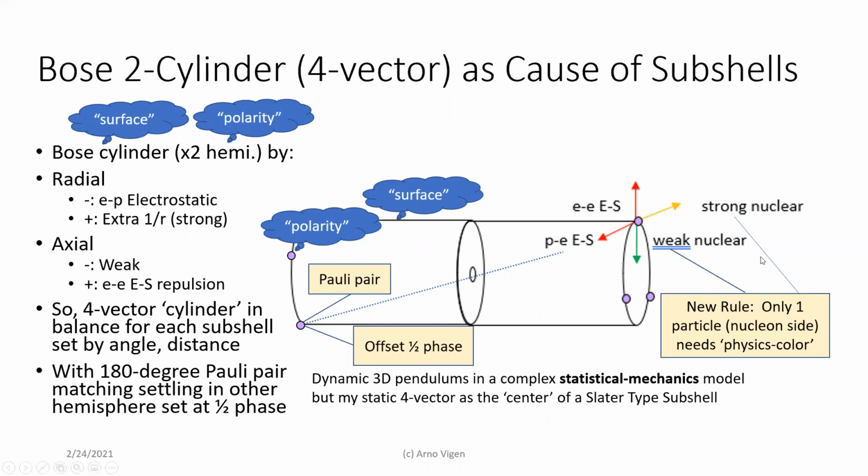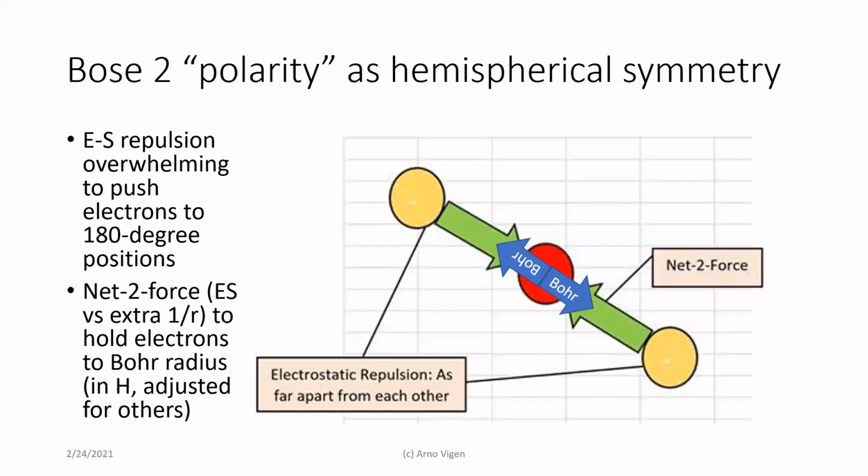Now, because those are many particles, those also generate statistical mechanics. And until you have this Bose cylinder, you do not have statistical mechanics and quantum behavior. This 4-cylinder is in balance. Now, also understand that there's a second set as a pair offset by 1/2 phase to give you the 180-degree angle. Now, that Bose 2 polarity is because of these 2 radial forces.